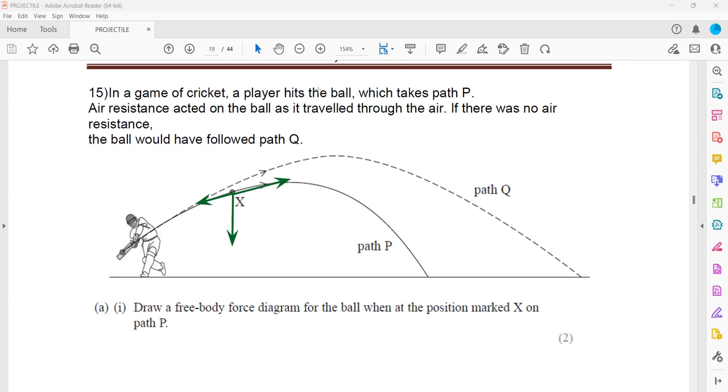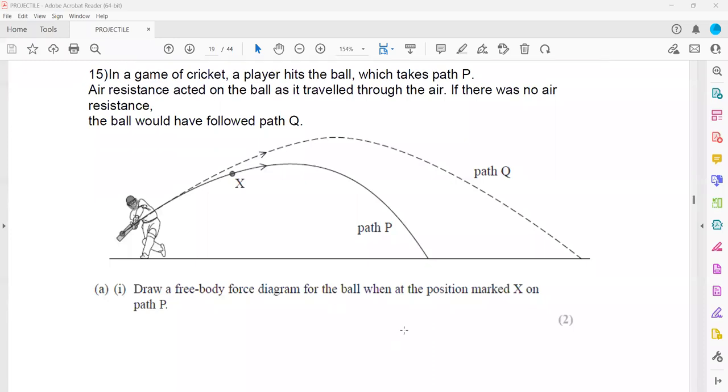That will be wrong. That forward force only acts initially when the bat hits the ball. But when the ball is moving through the air, the weight and the air resistance are the only forces acting. Otherwise, if there was any forward force on the ball when it is not in contact with the bat, the ball should continue to accelerate. But the ball is not accelerating, the ball is decelerating.